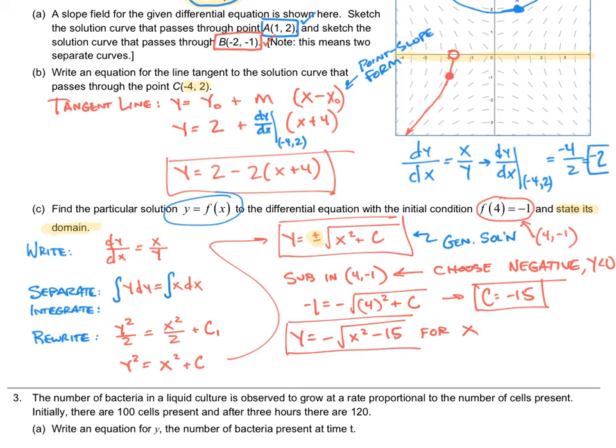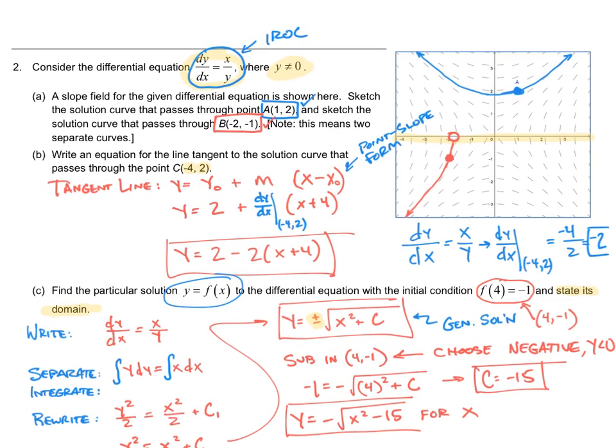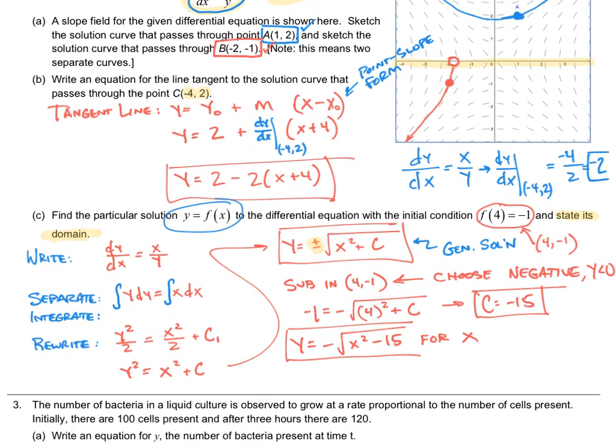Well, remember, our original differential equation was x divided by y, and y cannot equal 0. So we have to make sure that this quantity under the square root symbol does not equal 0. In fact, it has to be greater than or equal to 0 if it's under a square root, but because we don't want y to equal 0, it strictly has to be greater than 0. So let's go ahead and see when that is true.